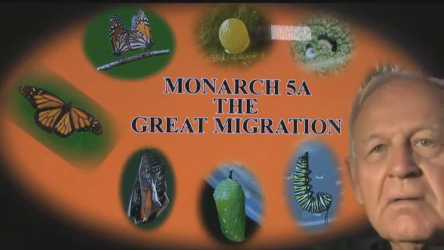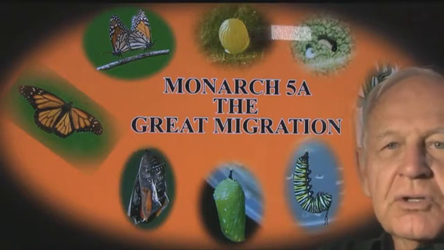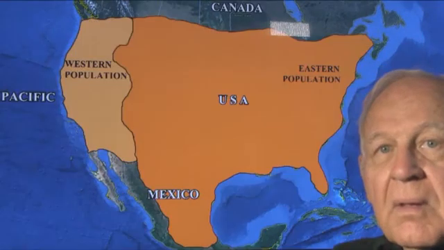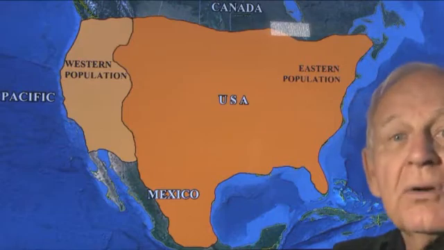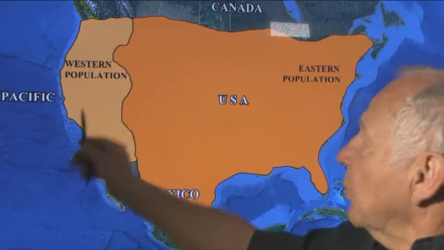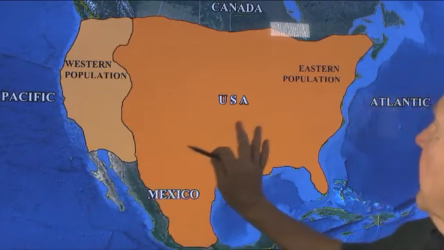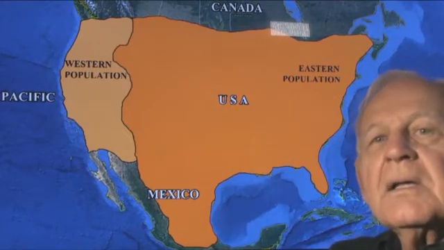This is our 10th video, Monarch 5A, The Great Migration. It's all about the greatest insect migration on the planet. This is a map of the United States with its neighbors to the north and south. On the screen behind me is an overlay of the monarch population in North America. There's a western population, a smaller group of butterflies, and the Great Migration from the eastern population, which covers 3 countries, Canada, the USA, and Mexico.